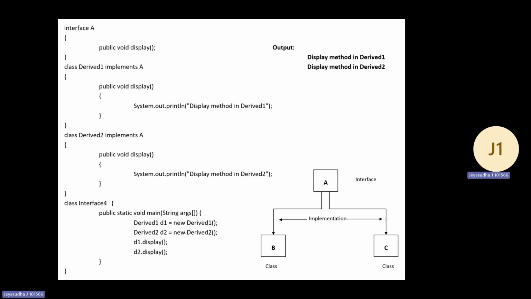And here comes another type. We have an interface A, and this is a hierarchical inheritance. Sorry, this is a hierarchical inheritance. You have an interface A, and you are deriving one subclass and another subclass from the interface A.